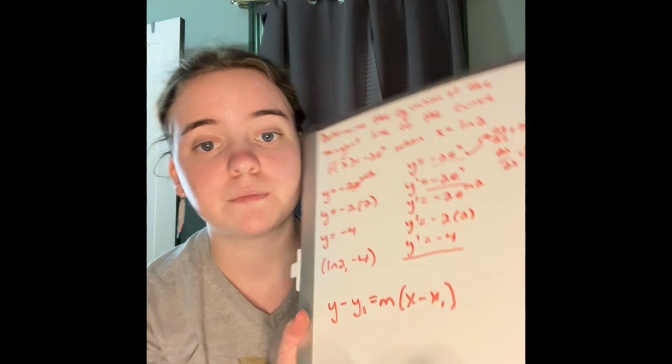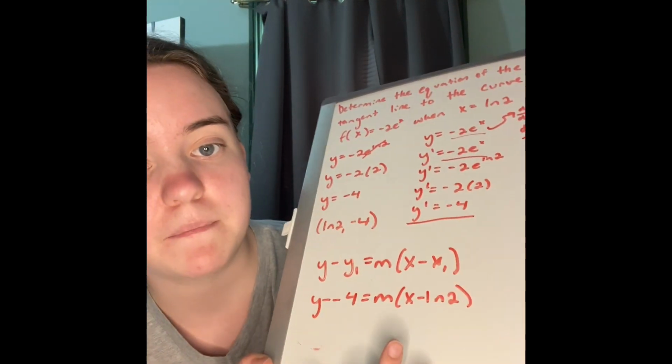So then we use y minus y1 equals m times x minus x1, because that's how you find the equation. And then we're going to plug our values in. We know y1 is negative 4, we know x1 is ln 2, and we know our slope is also negative 4.